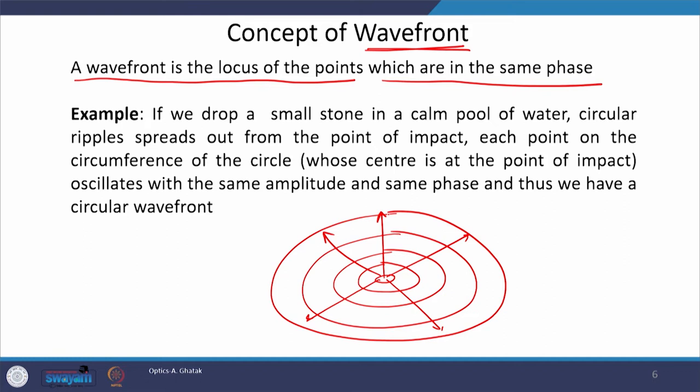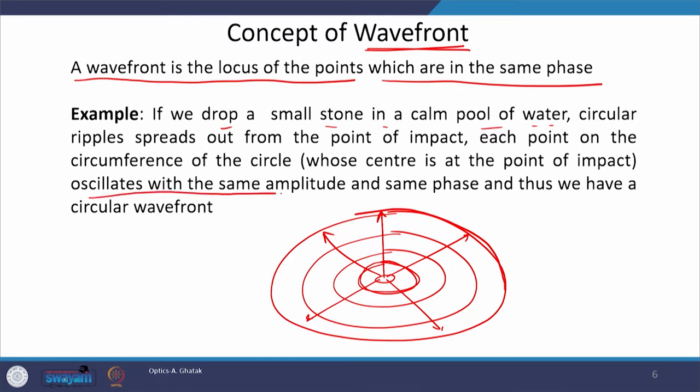These arrows represent the direction of the propagation, and this is what is written in this example. If we drop a small stone in a calm pool of water, circular ripples spread out from the point of impact, and these circles are the ripples. Now if you consider a particular circle, then each point on its circumference oscillates with the same amplitude and same phase.